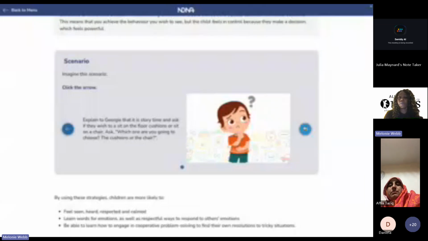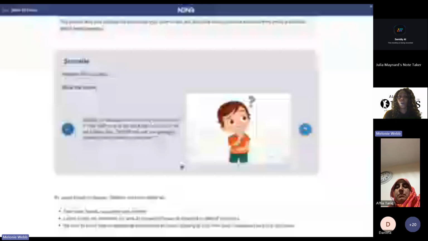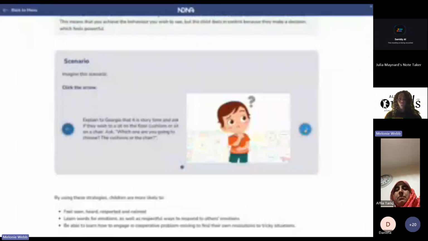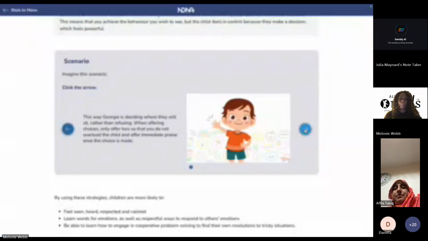Explain to Georgie that it's story time and ask if they wish to sit on the floor cushions or sit on a chair. Ask, which one are you going to choose, the cushion or the chair? So reinforce what we're focusing on. This way, Georgie is deciding where they will sit rather than refusing.